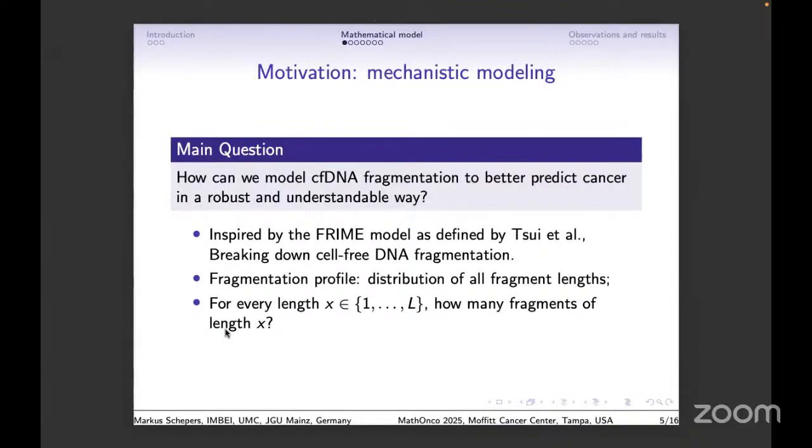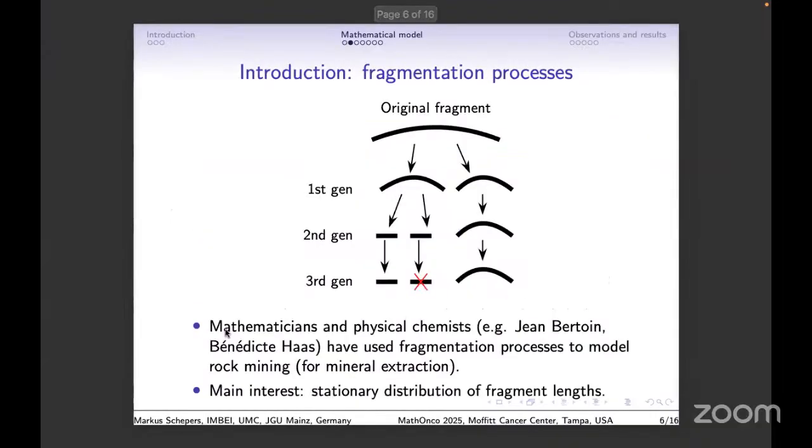So the main question is, can we go beyond just looking at the cfDNA concentration, but actually make predictions based on the entire fragment length distribution or fragment profile, and understand this and make more robust predictions of cancer. So we're interested in the fragment length distribution, which means that for each length X up to a possible maximum L, which is at most the length of the DNA molecule, but usually much shorter, how many fragments are there of length X? That's what we're keeping track of.